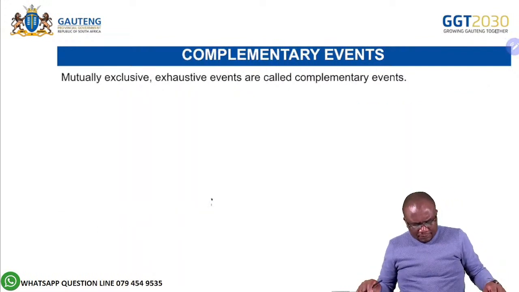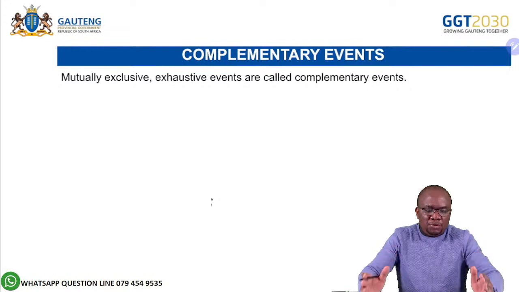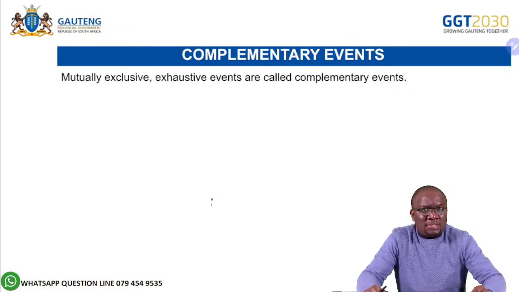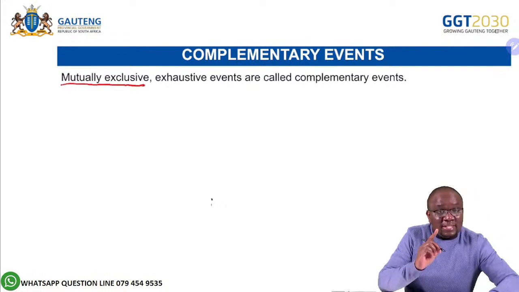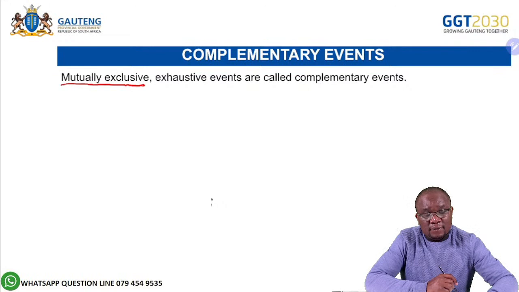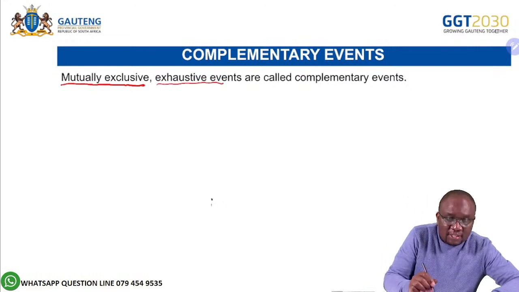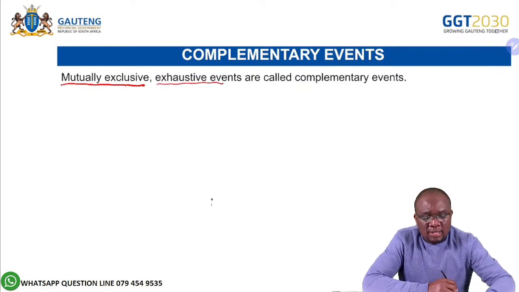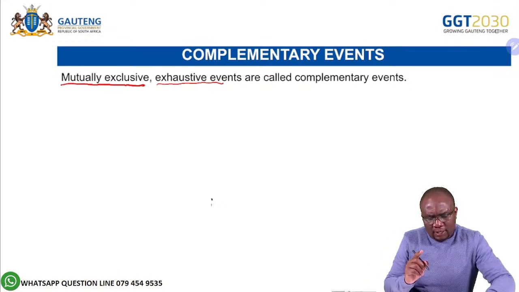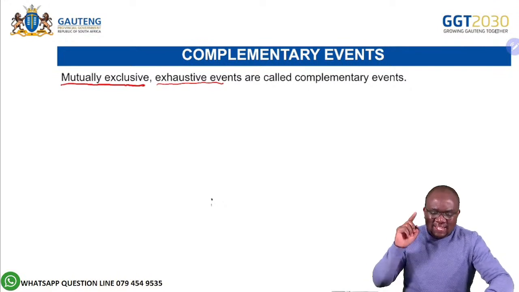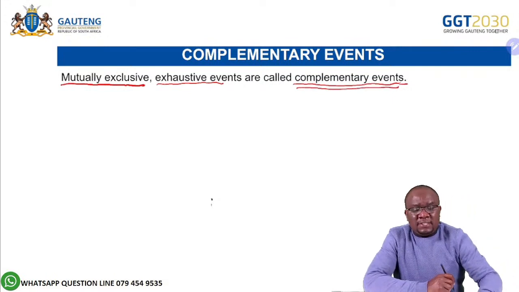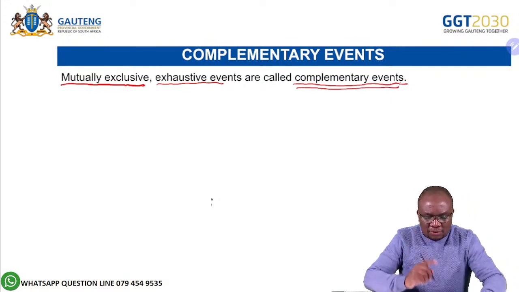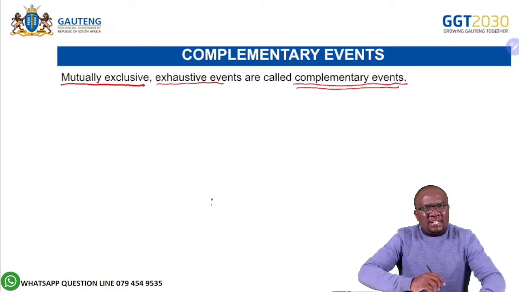Right, now we have talked about mutually exclusive events and exhaustive events. Mutually exclusive events don't have an intersection, and exhaustive events have probabilities that add up to 1. So if events are mutually exclusive and exhaustive, they are called complementary events. Write it down, please, you have 1 minute. Mutually exclusive and exhaustive events are called complementary events.